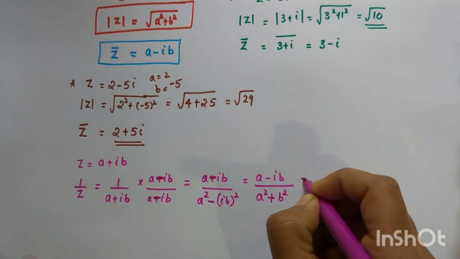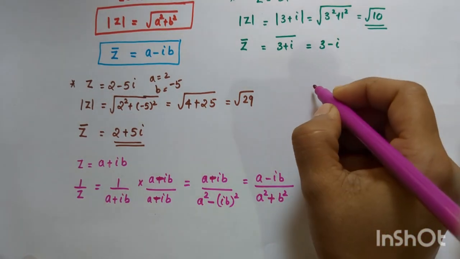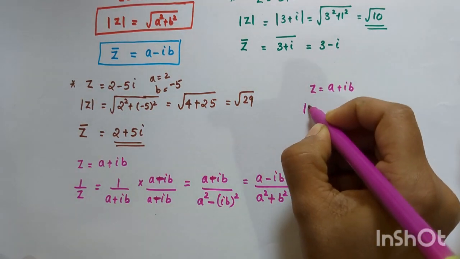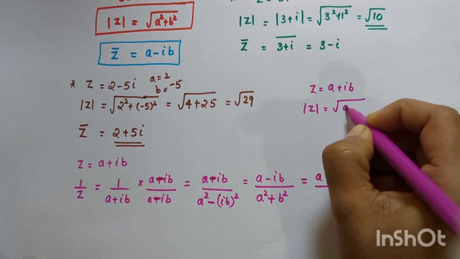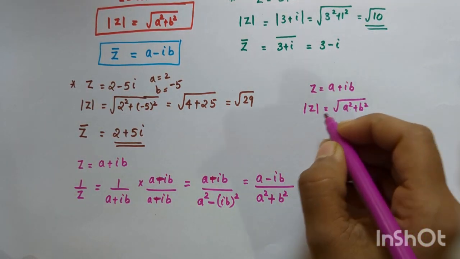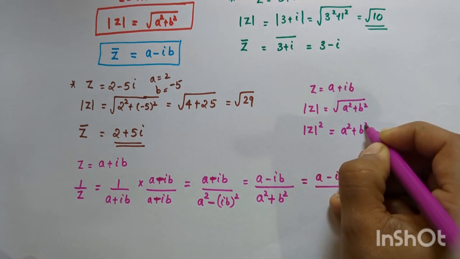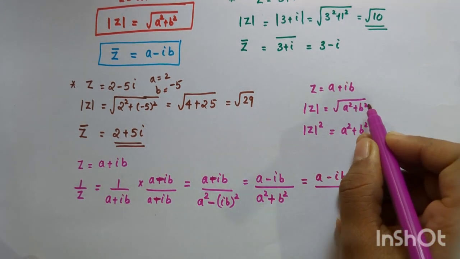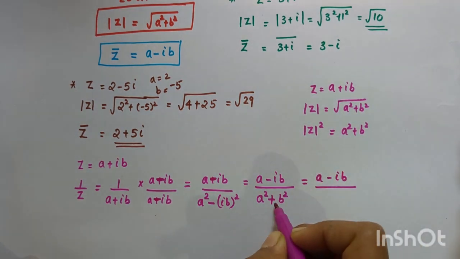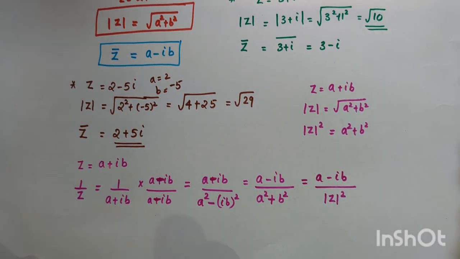Now you see this can be written in terms of the modulus. If z is equal to a plus ib, then modulus of z is equal to root of a square plus b square. I'm taking square on both the sides. So modulus of z square is equal to a square plus b square. So this a square plus b square can be written as modulus of z all square.